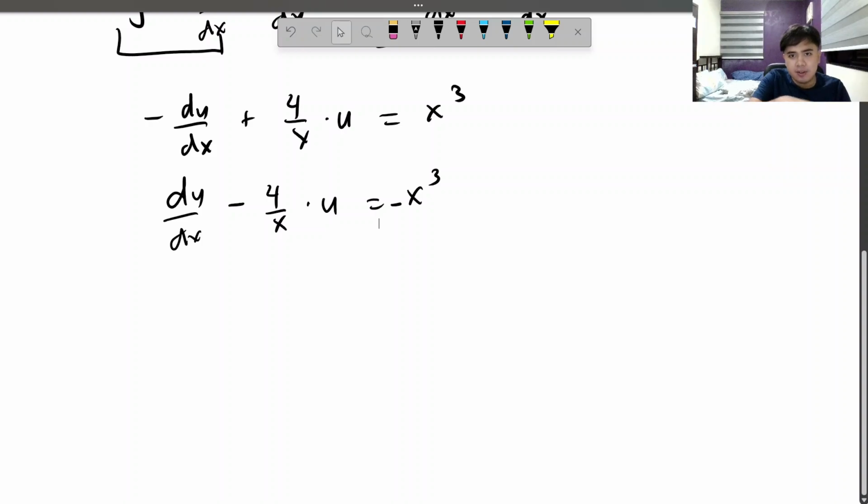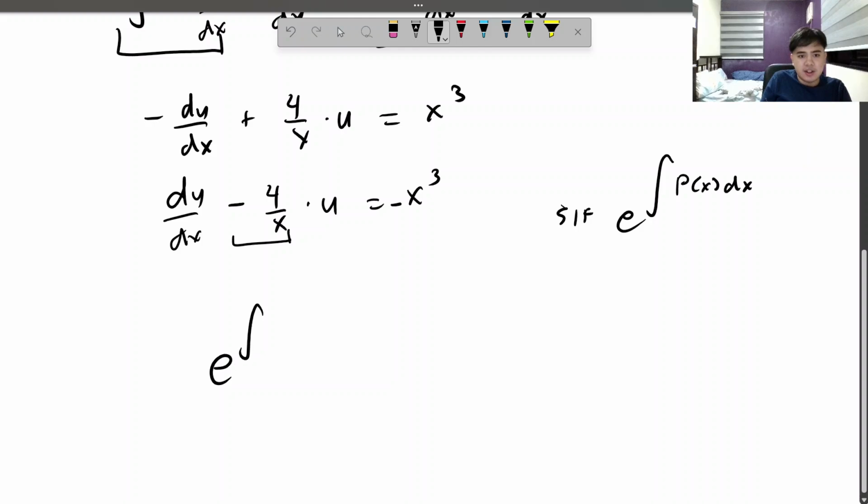This is linear now, so we can use the special integrating factor, which is e to the power of the integral of p of x dx, and we can solve for this. So p of x in this case is negative 4 over x. So e to the integral of negative 4 over x dx is equal to e to the negative 4 ln x. You can check that for yourself.